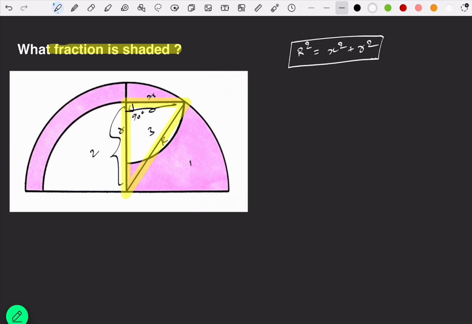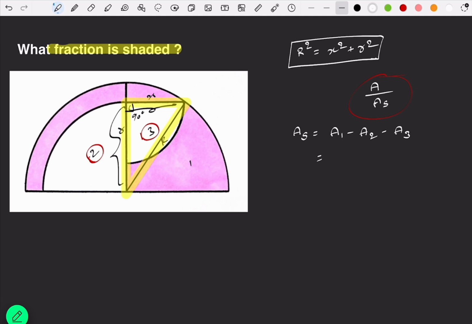In this question, our main objective is to find the fraction of the shaded part, that is, the total area of the semicircle to the area of the shaded part. Now try to find the area of the shaded part. If we remove quadrant 2 and quadrant 3 from the area of the total semicircle, we will get the area of the shaded part, right? So the area of the shaded part is equal to the total area minus the area of the second quadrant minus the area of the third quadrant.